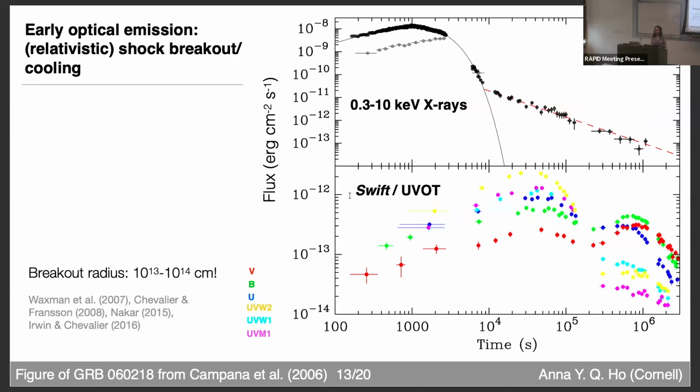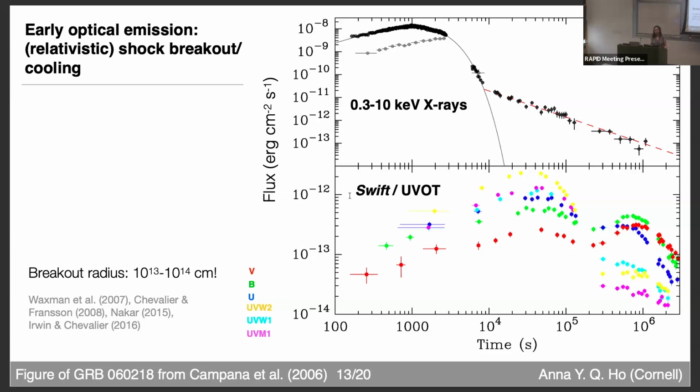The thing that is puzzling is that if you model this event, as several groups have done independently, you infer a breakout radius that is orders of magnitude larger than what you should get from a stripped envelope supernova progenitor. In my opinion, there's been no satisfactory explanation for this. So this is sort of intriguing.